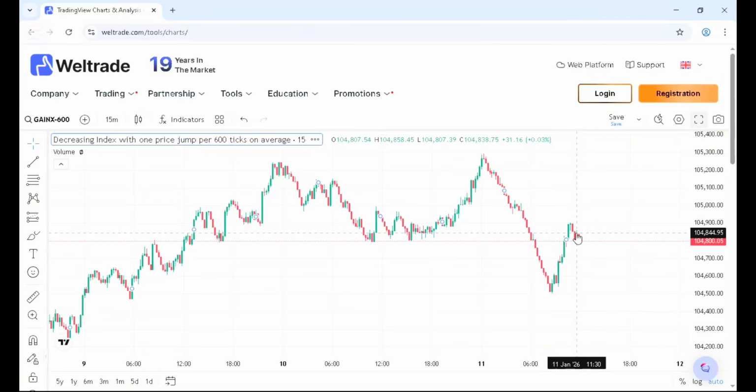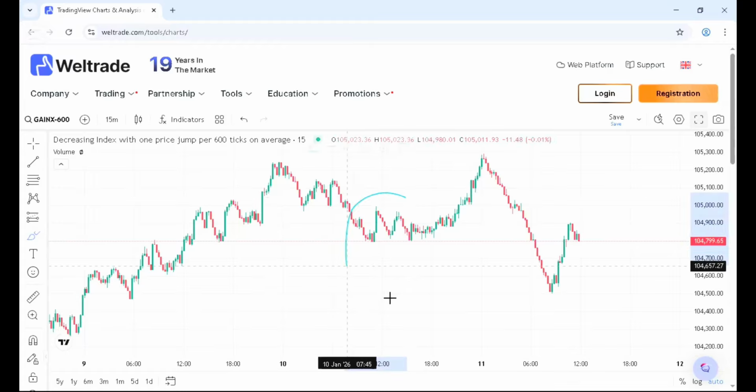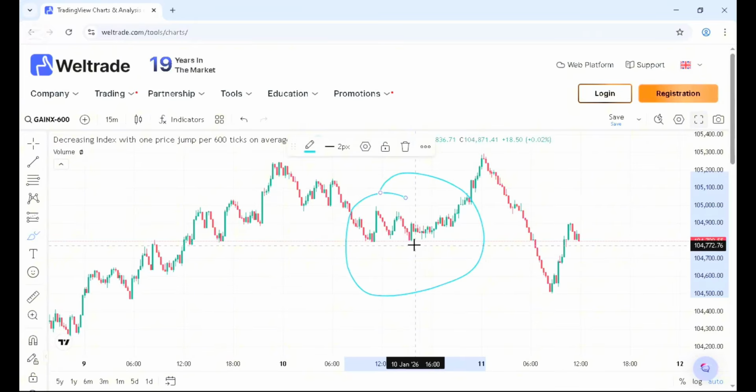So here we're going to look for patterns that you should look for when you want to enter. Here I'm going to explain more about this pattern. So here you can see that we have something like this.